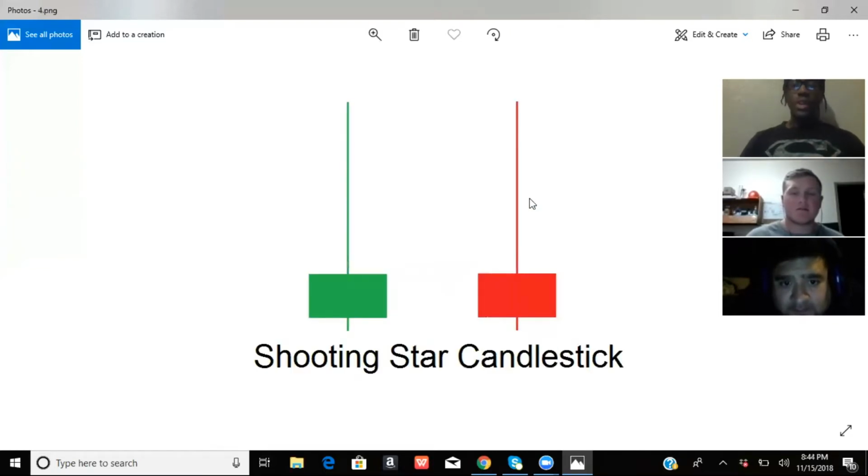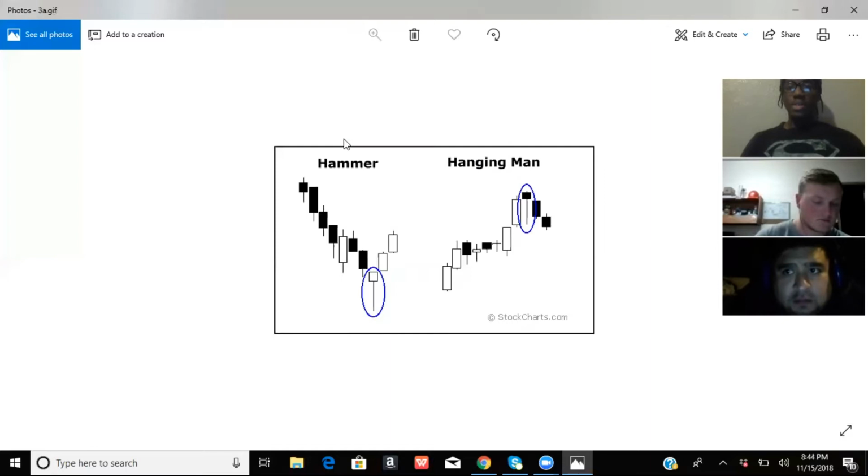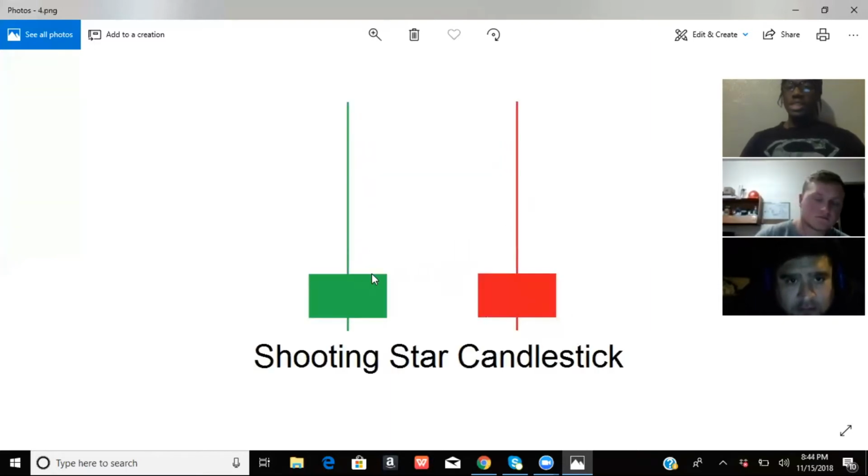Okay, cool. So the next one we'll go over is a shooting star. Basically, it's pretty much a hammer upside down. You have a body at the bottom and a long wick at the top. Previously the hammer was a long wick at the bottom and a body at the top, but this is the exact opposite: long wick at the top, body at the bottom.